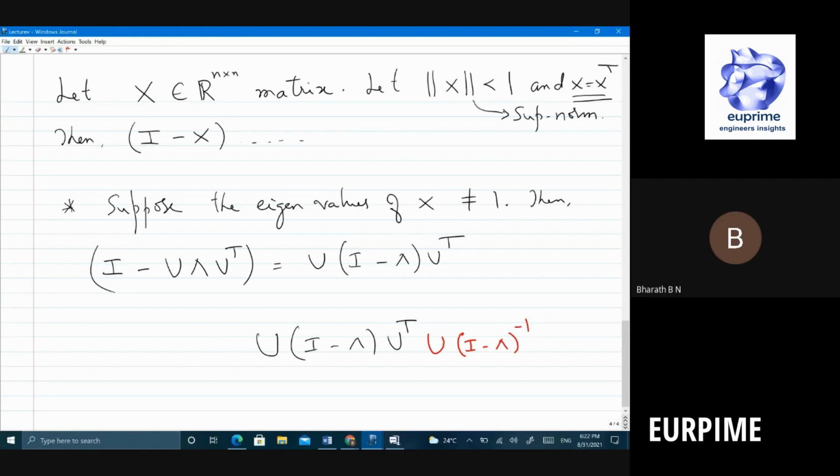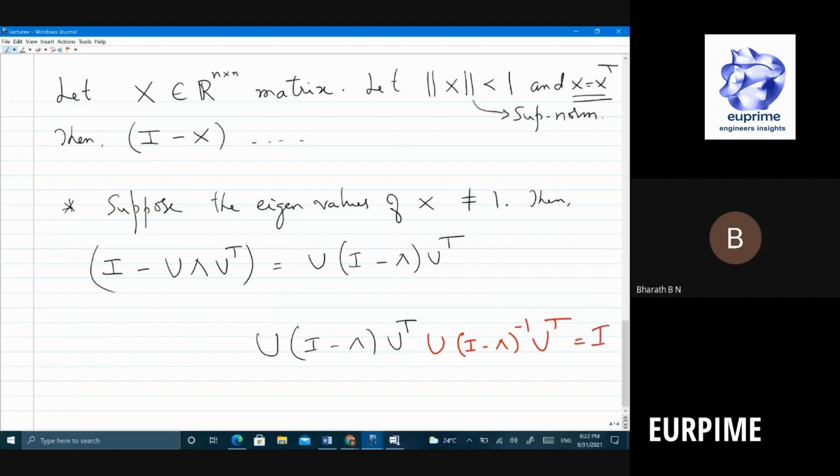Remember, lambda is diagonal, I is diagonal, so the difference is diagonal. When can you invert a diagonal matrix? When the diagonal entries are non-zero. When will it be non-zero? If the eigenvalues of X are not equal to 1. The eigenvalues of an identity matrix are all equal to 1, so 1 minus something that's not equal to 1 will never be 0. So it's invertible. Multiplying by U transpose, what do you think is the answer? This is identity.